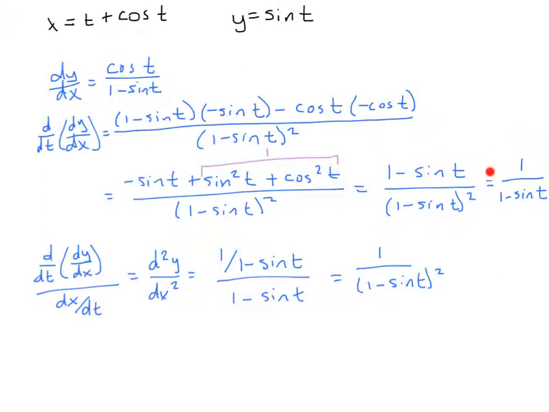Now we're going to take this 1 over 1 minus sine of t, and to figure out our second derivative, this is how we do it. We take the derivative that we just found with respect to t, and we put it over dx/dt, which was 1 minus sine of t. Now this denominator and this denominator match up, so we can simplify that by saying the whole second derivative is equal to 1 over 1 minus sine of t quantity squared.